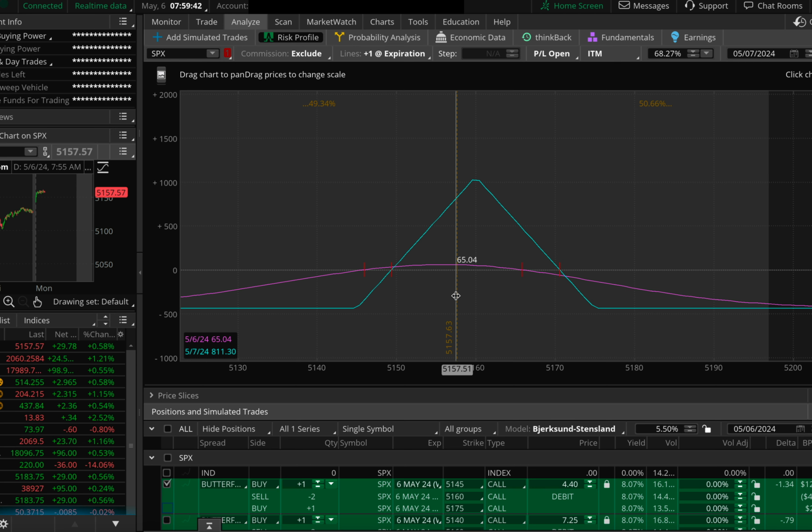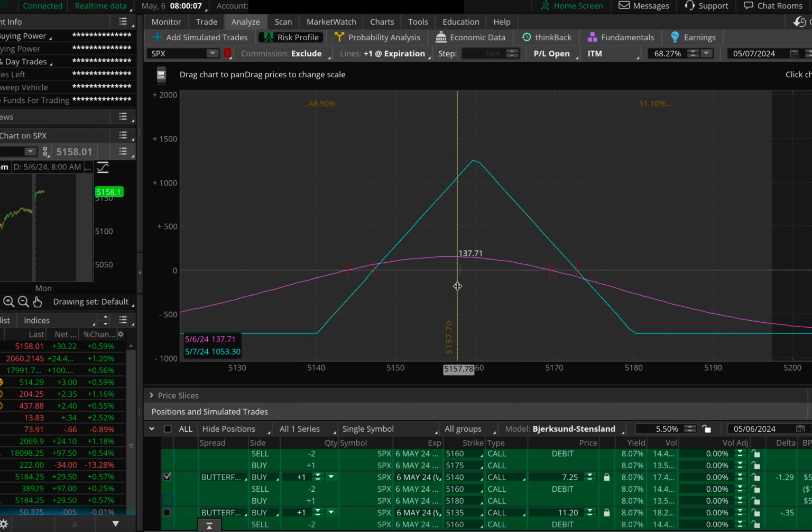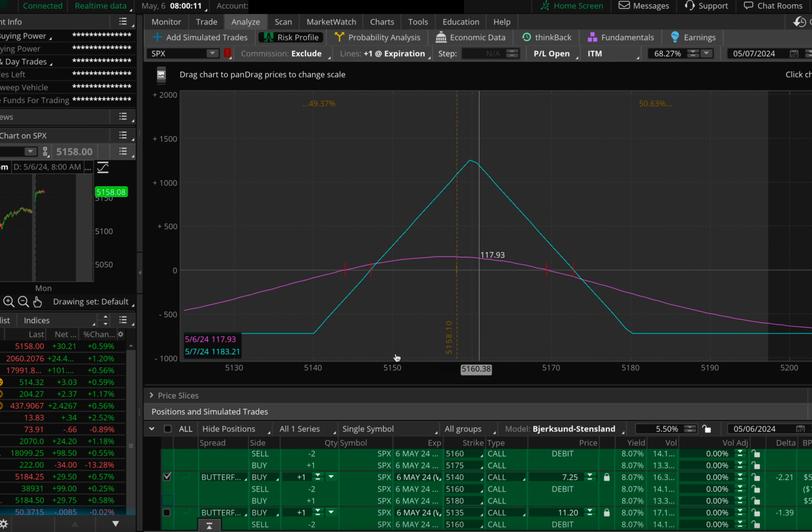This is the second test. This is a 20-point wide. I'm just testing these different widths of the butterfly. So here's the 20-pointer. The 20-pointer at this point, about an hour in, is showing a profit of 137-ish, let's say 140. The profit target on this guy was $75. So we've exceeded that. So that would be a winner.